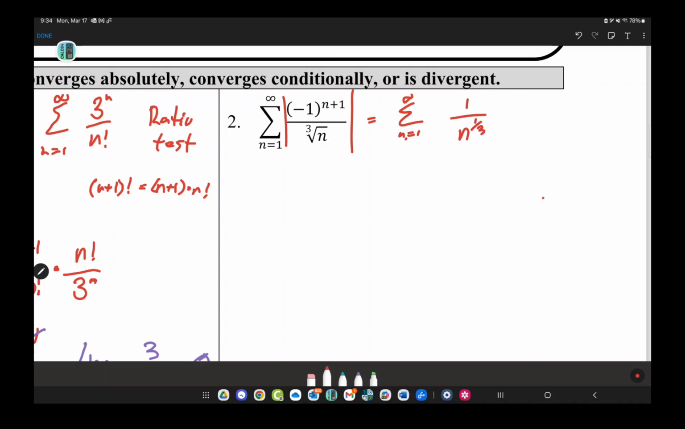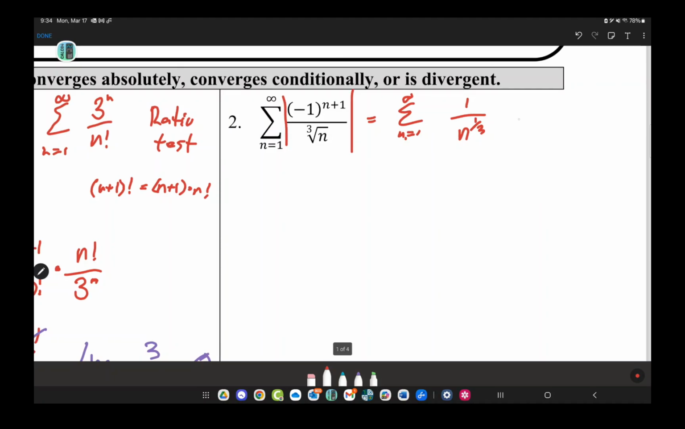What kind of test do we want to use on this? Alternating series? Well, no. We don't have to do any test, because what kind of series is this? A p-series. What do you know about p-series? Since p here is equal to 1/3, which is less than 1, this diverges. So we do know that this is not absolute convergence.